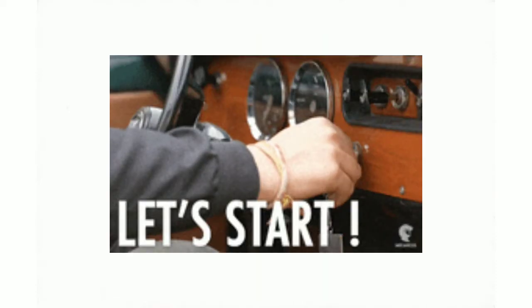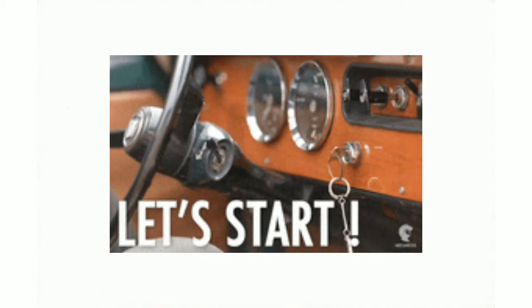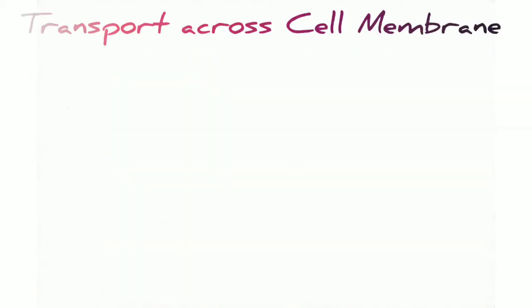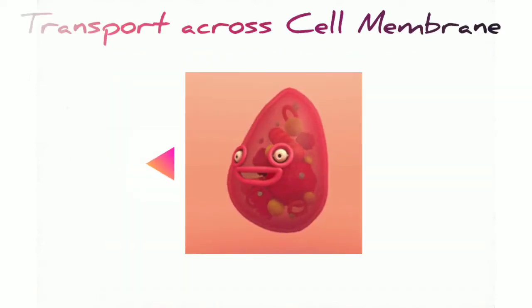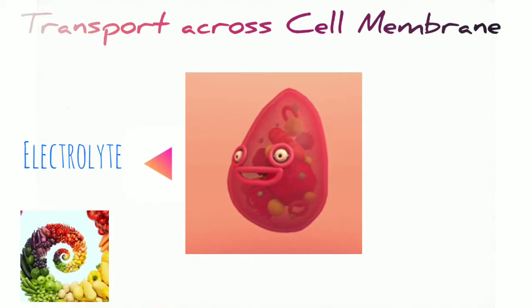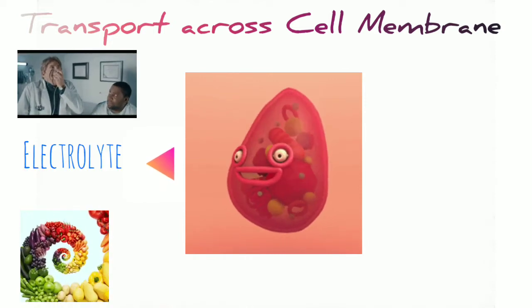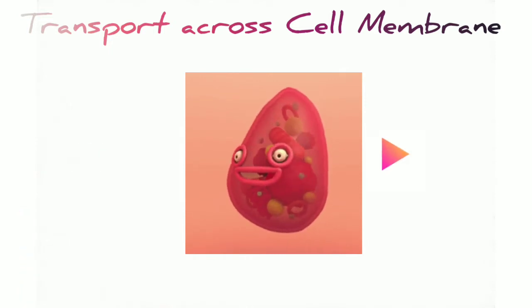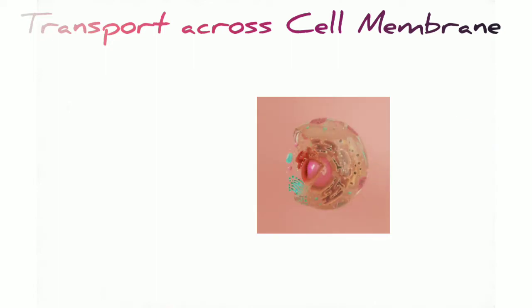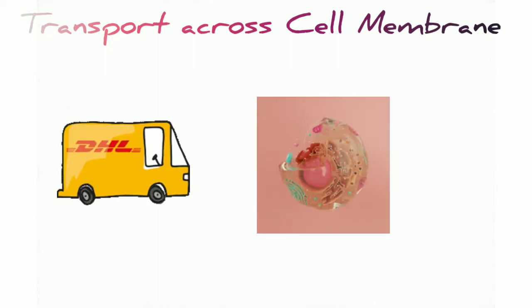So let's dive into our topic, that is transport across cell membrane. The cell needs nutrients, electrolytes and oxygen for its survival. And it also needs to get rid of harmful substances like CO2, and waste products like urea. So the cell achieves this exchange by means of transport mechanisms across the cell membrane.